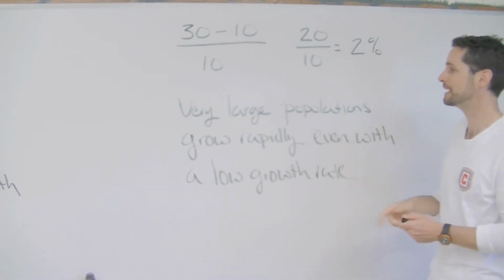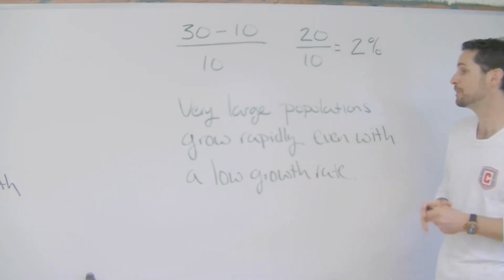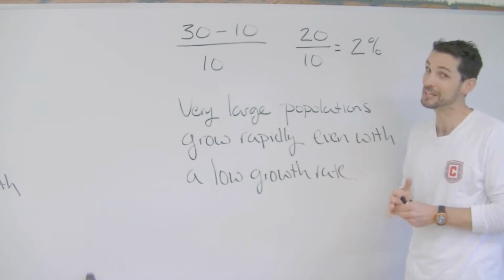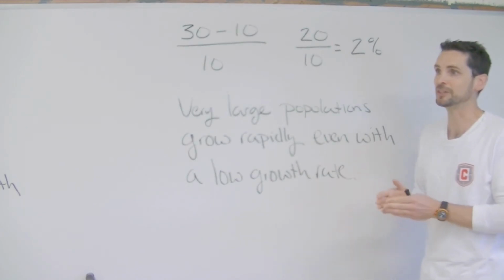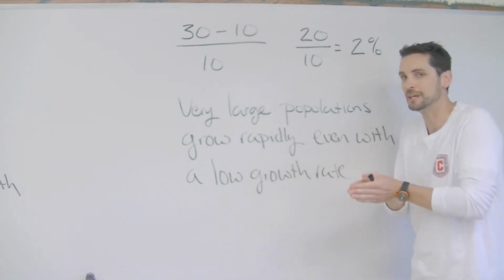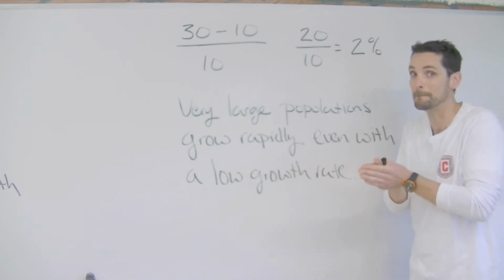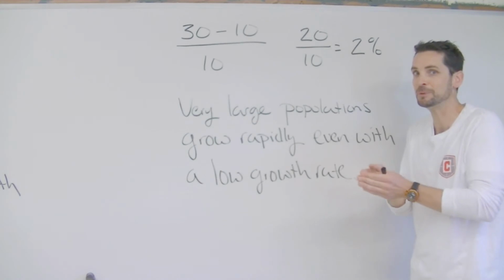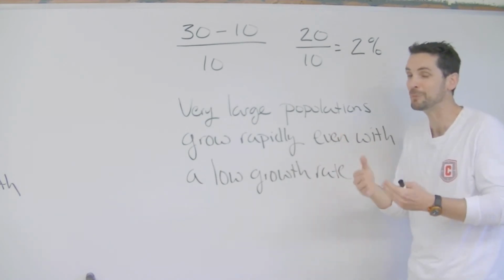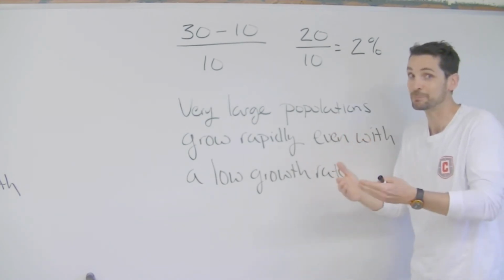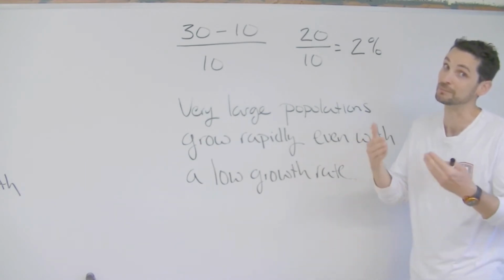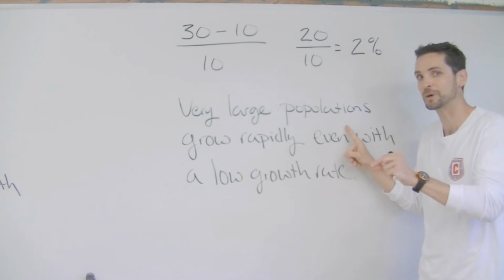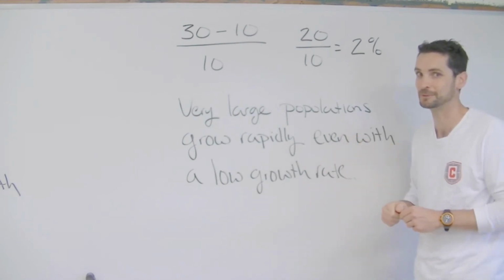Something to keep in mind: very large populations grow rapidly even with a low growth rate. That's a theme I want you to keep in mind. Think about 2% growth if you have a population of 1 billion people. 2% of 1 billion people is going to produce a lot more people than, say, 7% of 100 million people. This is a concept that they like to trick you with in terms of the wording and the multiple choice examples.